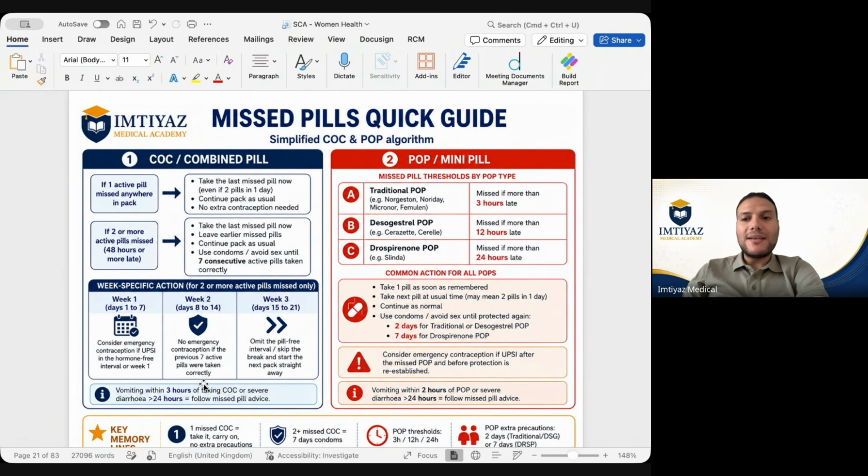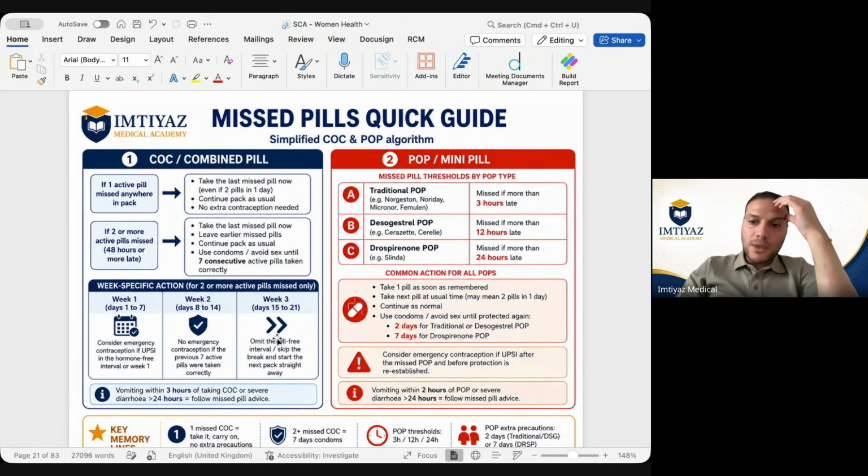If she had week 1, 7 days back-to-back tablets. If she was taking her tablets back-to-back in the first week. And if she missed those 2 or more tablets in the last week or third week of the cycle, she doesn't need to take a pill-free interval. She needs to continue back-to-back. So on day 21, she needs to start a new pack without any gap.